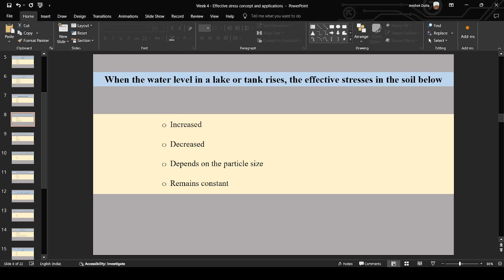When the water level in a lake or tank rises, the effective stresses in the soil below. The options are increased, decreased, depends on the particle size, or remains constant.